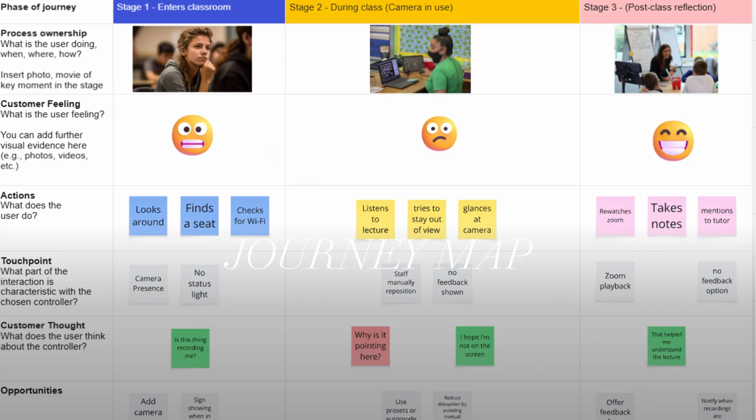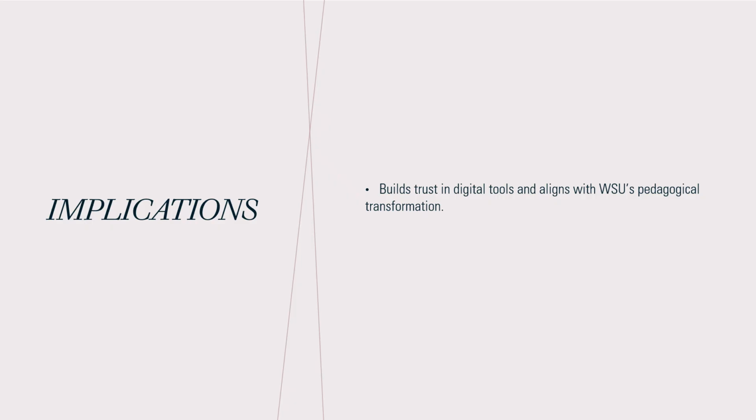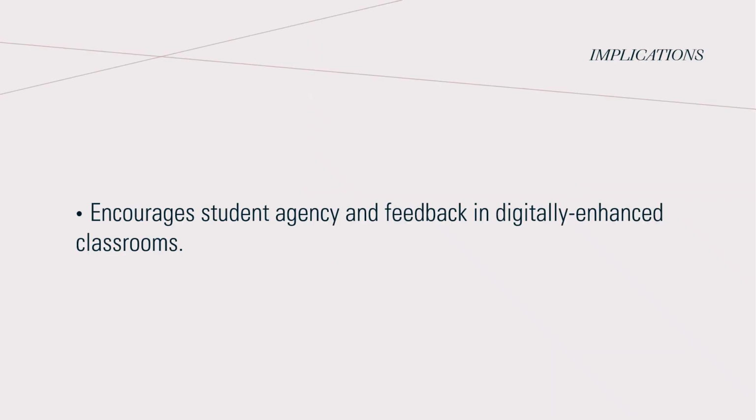So here we have the journey map, which includes three stages: when you're entering the class, during the class, and post-class reflections, so when you're finishing the class. Small design changes create big improvements in students' comfort. In conclusion, it builds trust in digital tools and aligns with Western Sydney University's pedagogical transformation, encouraging students' agency and feedback in digital and enhanced classrooms.